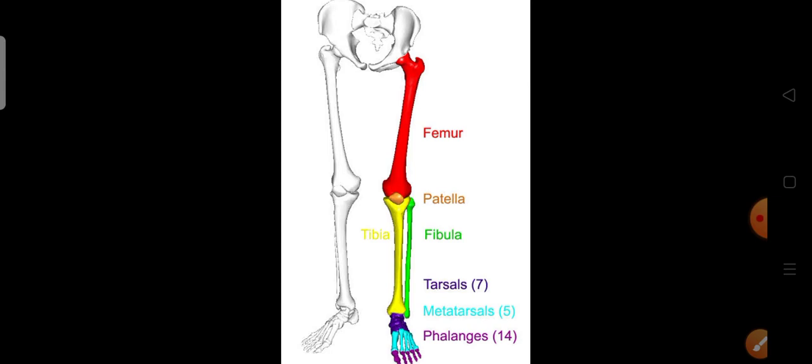In the same way, the lower portion of the leg will also be made up of two bones, that is the tibia and fibula. The fibula is a very small, thin bone. The tibia is the strongest, lengthy bone.